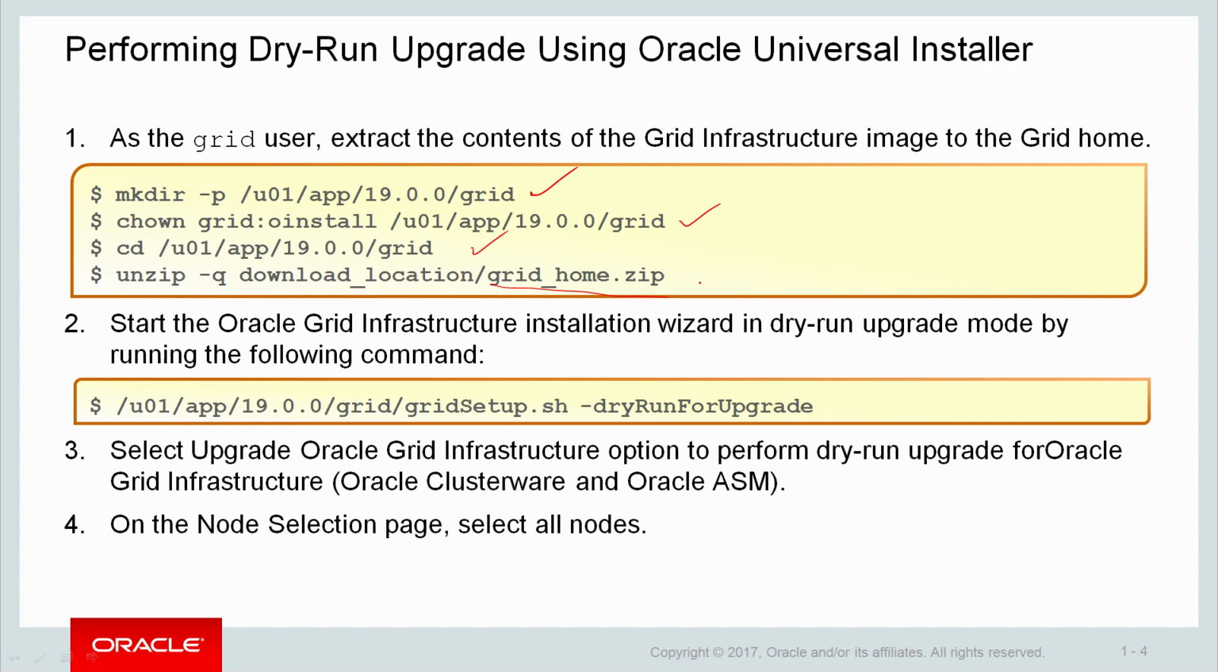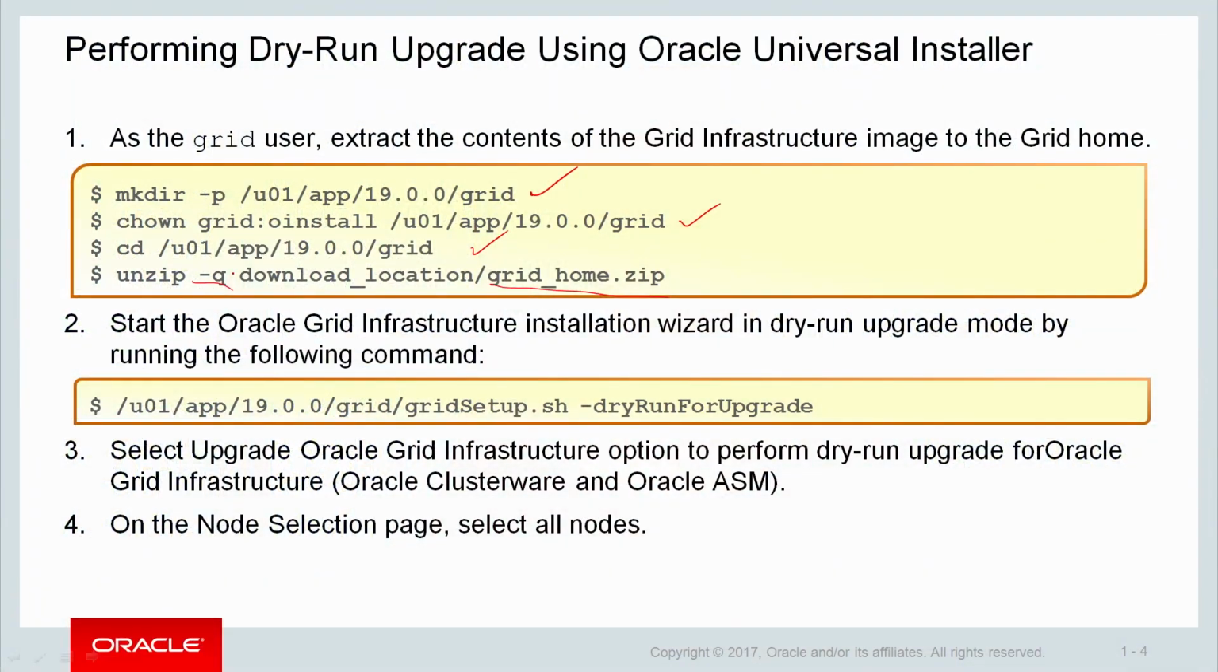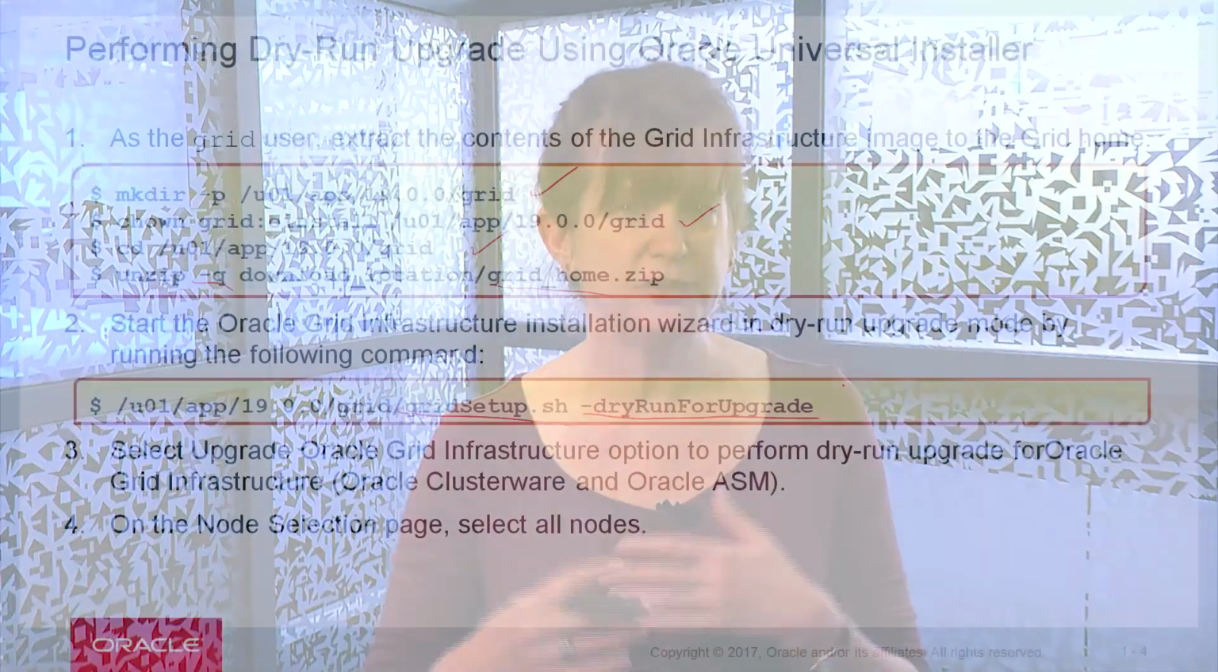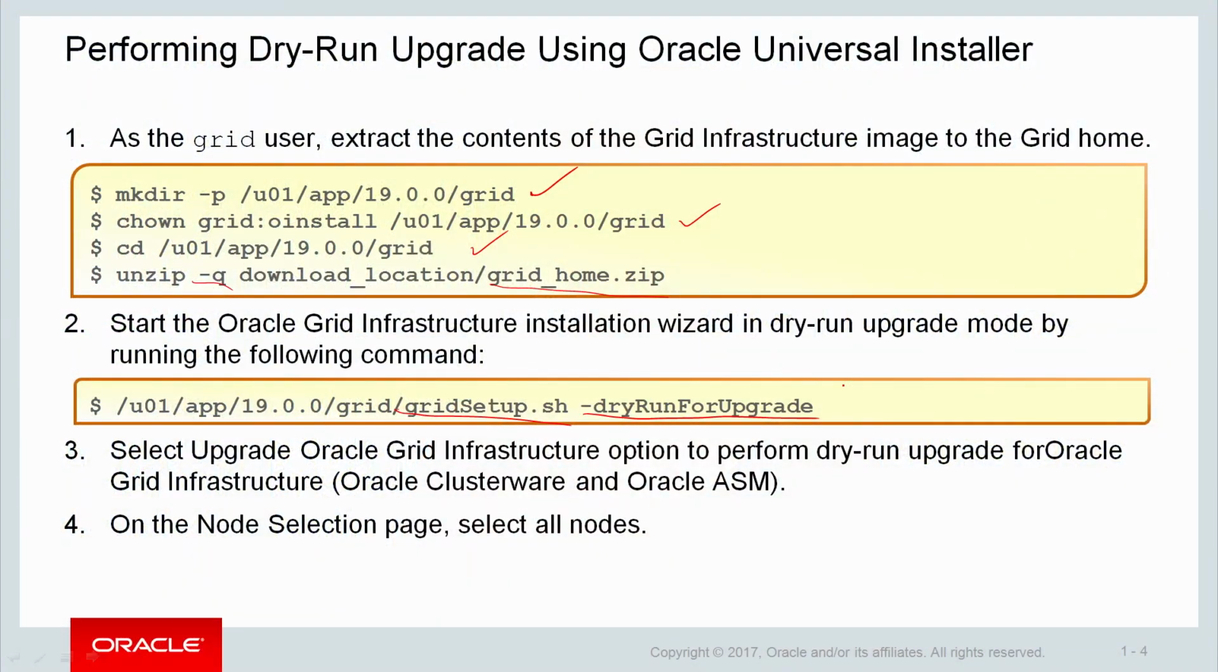into the current directory. The -q is quiet, which means don't send so many messages to the screen. Once it is unzipped, you can then run the grid setup script, which starts the installation wizard. But as we said before, this time it has a dry run for upgrade flag set on it. So it's not actually going to do the upgrade, it's just going to go through all the checks and some of the motions it normally does.